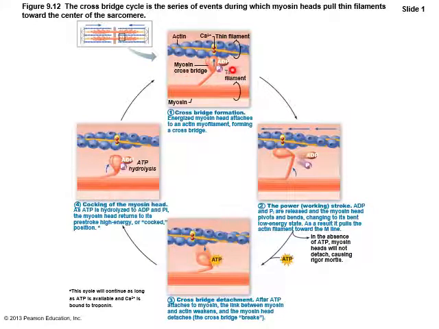And you can see it goes around and around and around. So energized head attaches, pull forward, ATP binds, pull back, hydrolysis, push forward. That's the idea behind how the myosin head actually operates. And all this requires ATP.